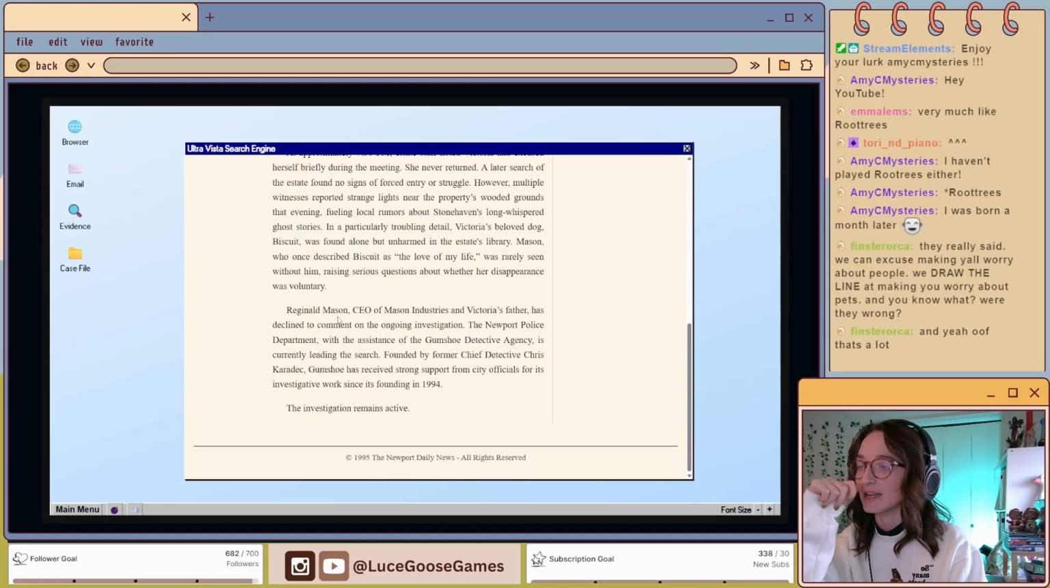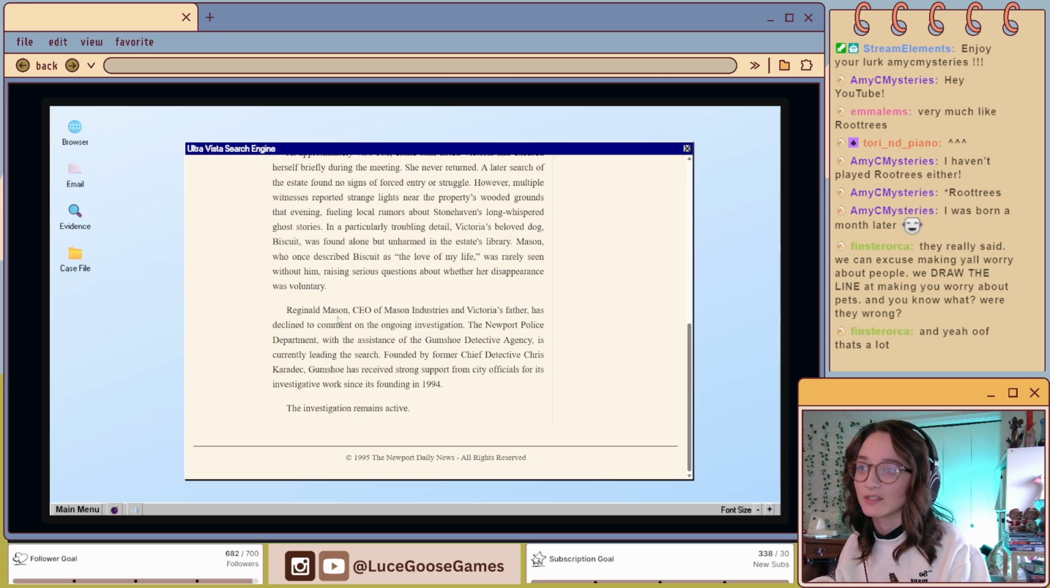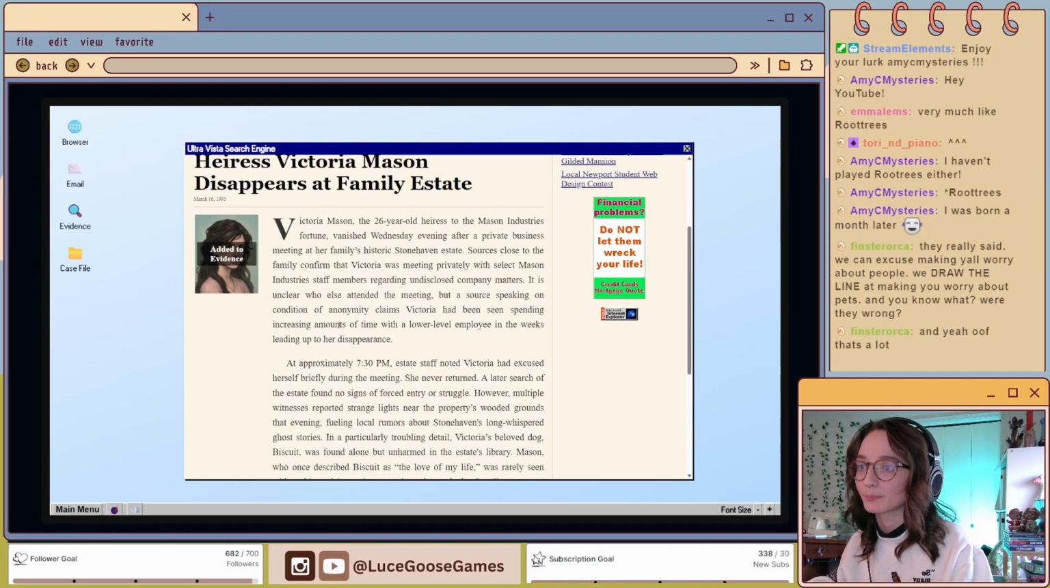Reginald Mason, CEO of Mason Industries and Victoria's father, has declined to comment on the ongoing investigation. The Newport Police Department, with the assistance of the Gumshoe Detective Agency, is currently leading the search. Founded by former Chief Detective Chris Karadek, Gumshoe has received strong support from city officials for its investigative work since its founding in 1994. The investigation remains active.